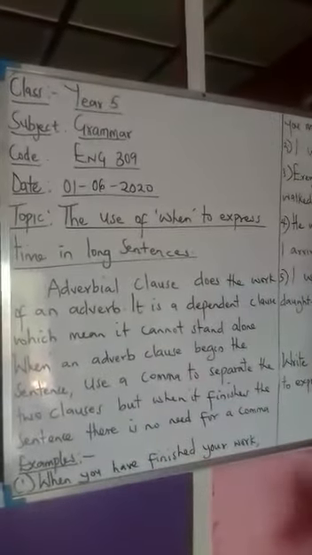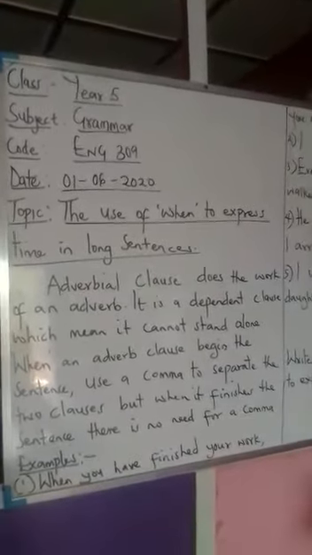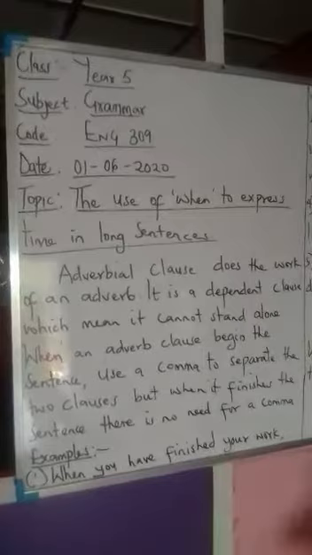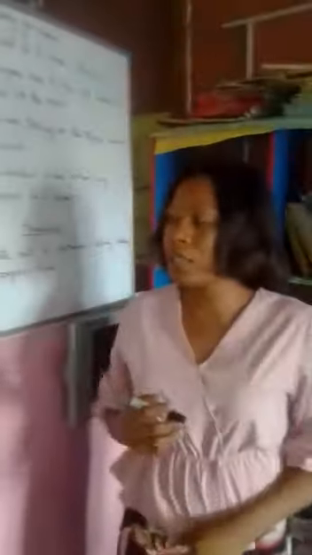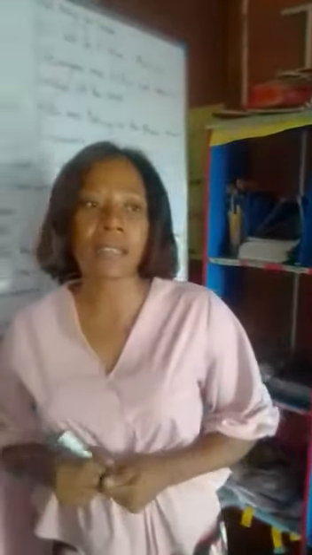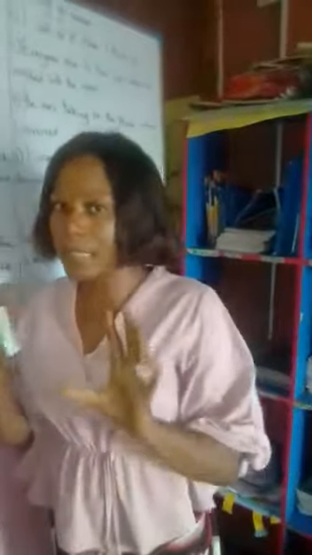And this morning we have Grammar Unit 5. Our topic is the use of when to express time in long sentences. Remember, last week we talked about the use of when to express what? Reason in a sentence. Okay, today we want to look at using when to express what? Time.